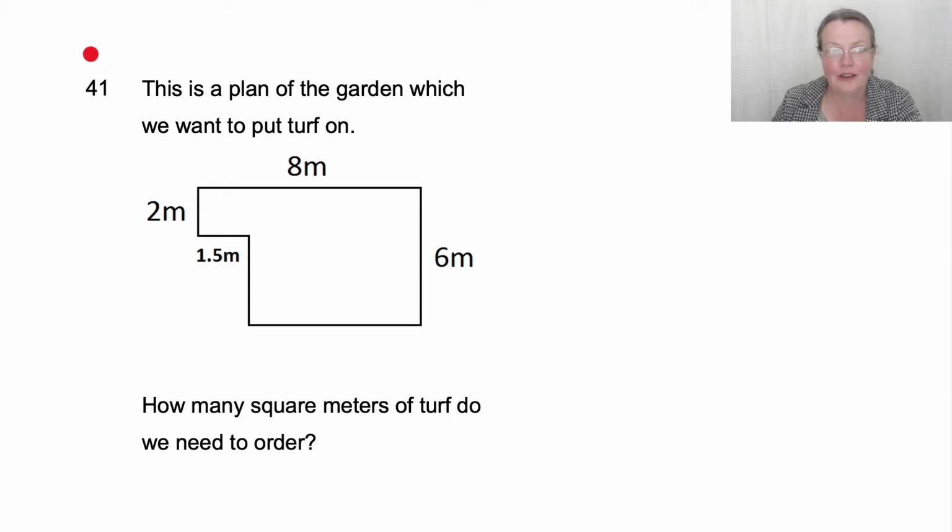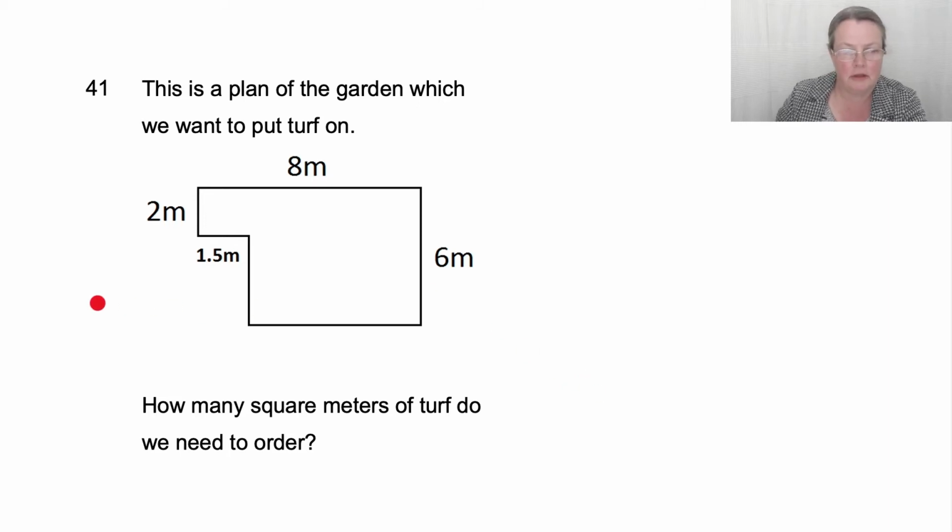Question 41. Always keep an eye on the number. This is a plan of the garden which we want to put turf on. 8 metres by 6 metres, 2 metres by 1.5. I assume that bit's the 1.5. How many square metres of turf do we need to order?